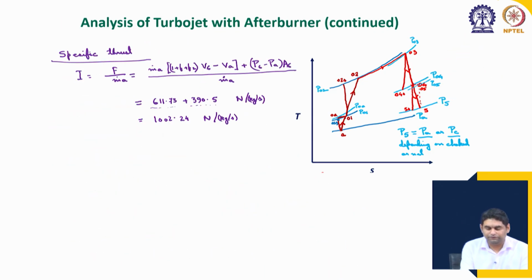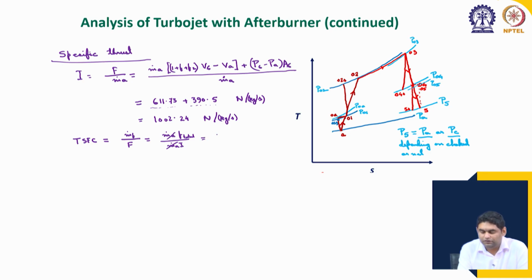Finally, we can find the thrust specific fuel consumption, TSFC. How do we calculate it? It is m dot F by F, the mass flow rate of fuel per unit thrust. So this is m dot A f by m dot A I, where F is the total F in this case.